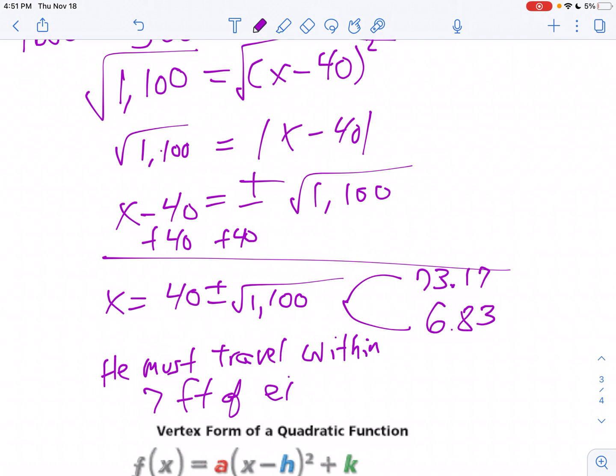Notice if I take 80 minus 73.17, I get 6.83. So as long as he's within 7 feet, he'll be fine.